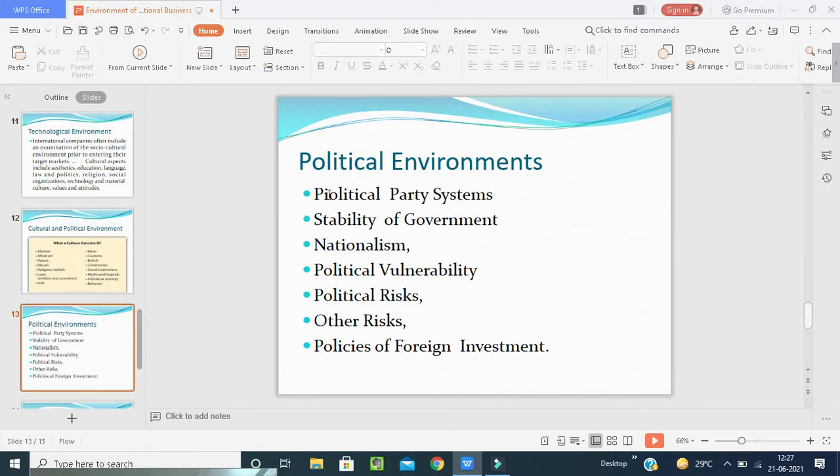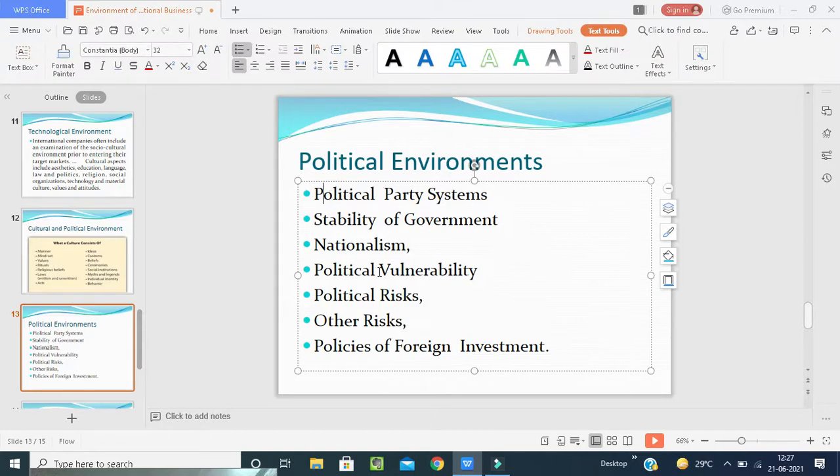a political party system should be there, and stability of the government. What sort of party is there? Which current party is running in that state of the country? What is the stability of the government? Whether it runs for 5 years, or the elections went on for 6 months, or they have only just completed and the government will run for 5 years.